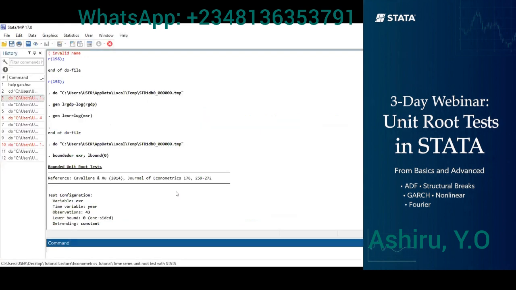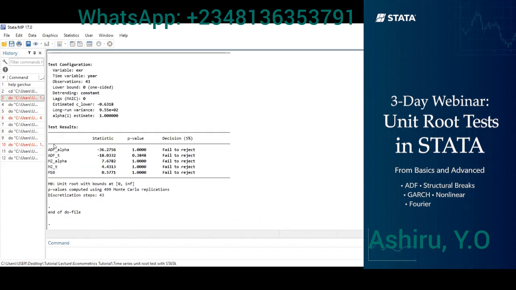So here the result is coming up. The null hypothesis is always that there is a unit root. You can see, if it gives you the decision at 5% as fail to reject, then there is a unit root. All these bounded tests include ADF alpha, ADF-t and others. What you use to judge is the majority of these tests. If the majority supports the null of a unit root, you go by that. But if the majority is against the null, you have to go by that decision. Hope that is clear. That is about the bounded unit root test.